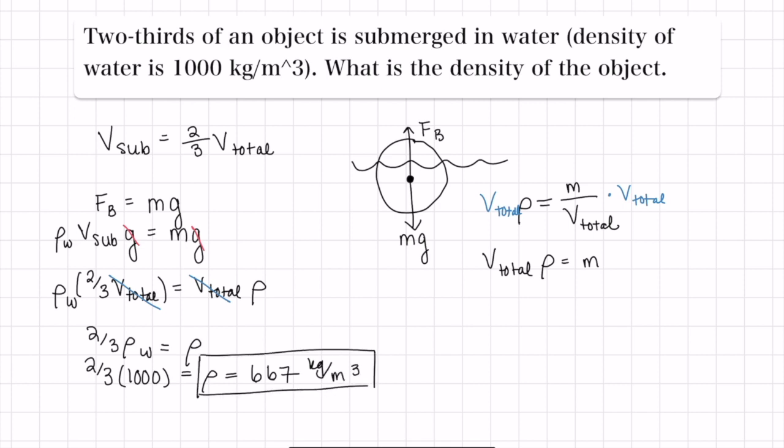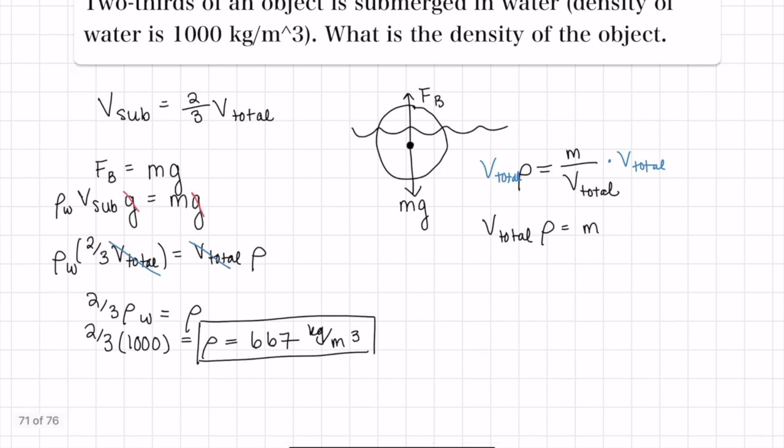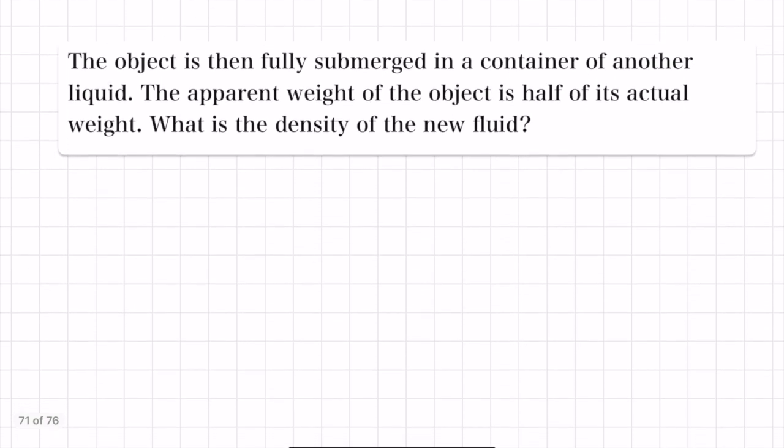I'm going to go ahead and box that, and that will be useful information for our next question. So now the object is going to be fully submerged in a container of another liquid. The apparent weight of the object is going to be half of its actual weight. What is the density of the new fluid? So we do have our density of the object that we just found, and we know apparent weight is going to be half of the actual weight.